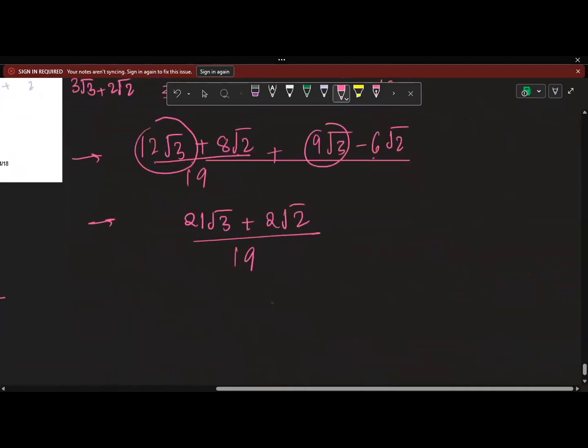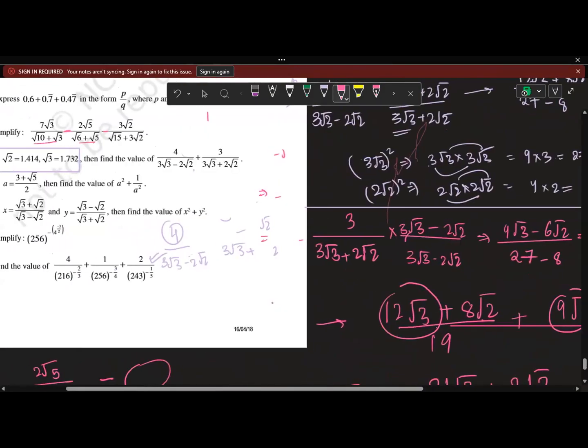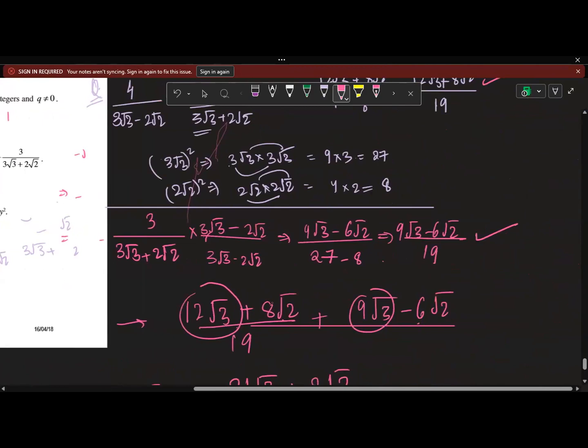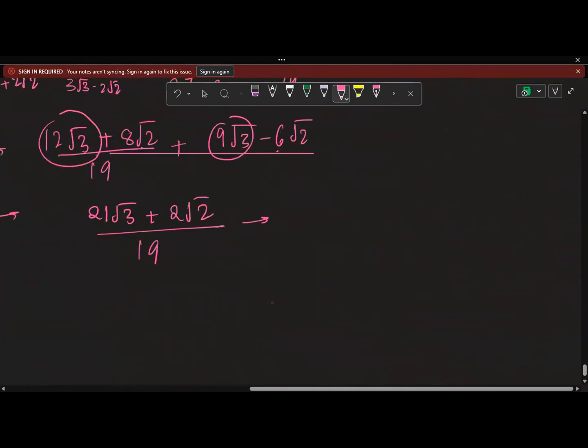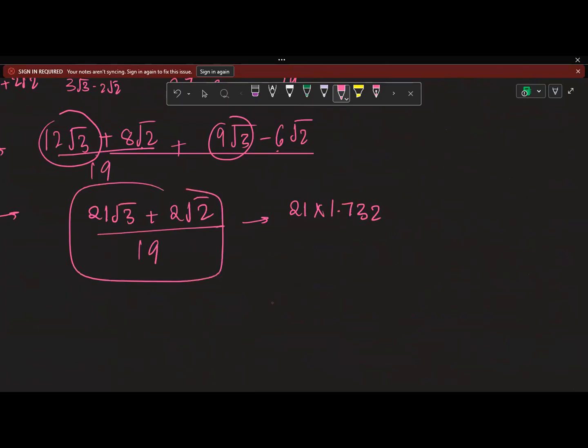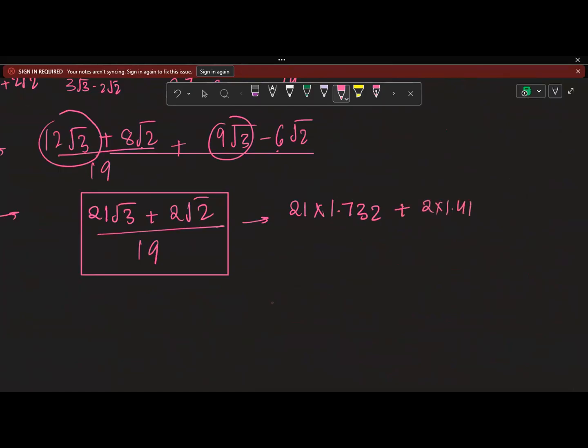Children, now just put the values of root 3 and root 7. Root 3 has a value of 1.732. So just multiply 21 into 1.732. Abdullah, you solved it, right? Did you get this part the same? Yes, ma'am. Then you will multiply 21 with 1.732 plus 2 with 1.414, divided by 19. Now you can solve this part and you will get your answer.